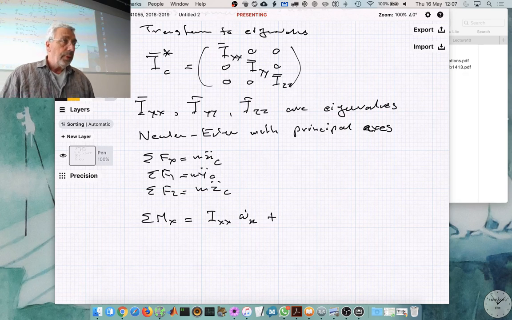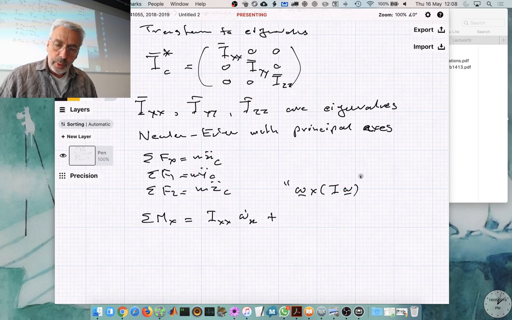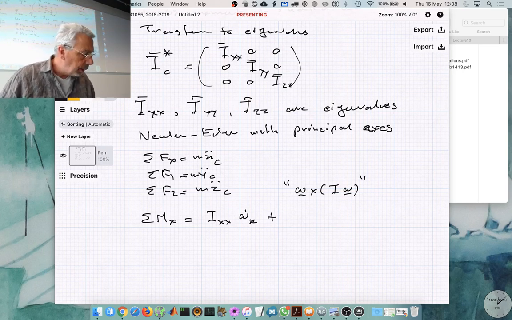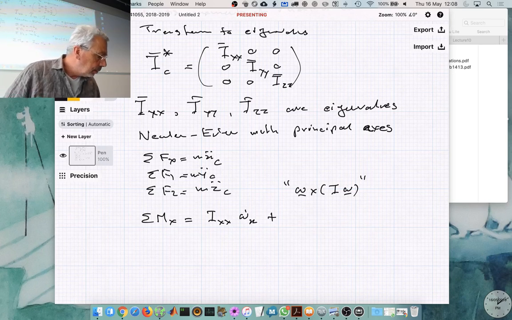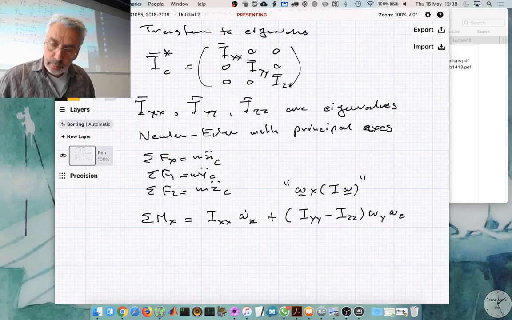Plus, but now we are stuck, because remember that we had omega cross I omega. And that was the part. And now we have to write that out in components. And if we do that, and I always make errors. Why is there a minus? Well, anyway, that is strange. I_yy minus I_zz times omega y omega z.